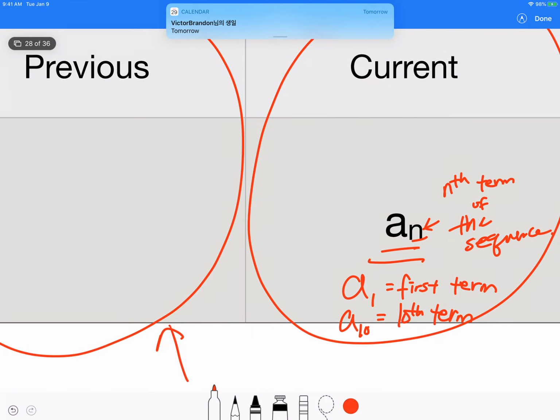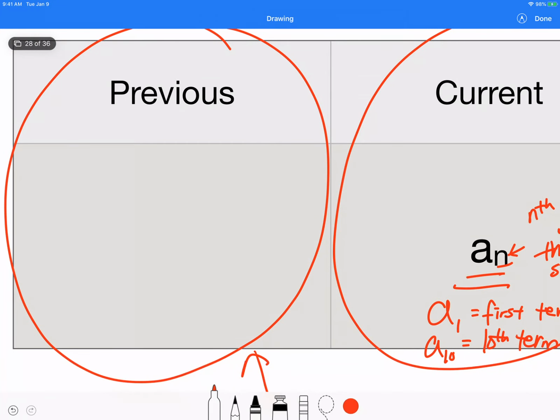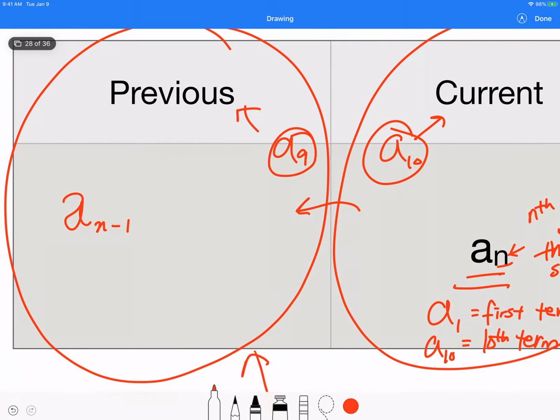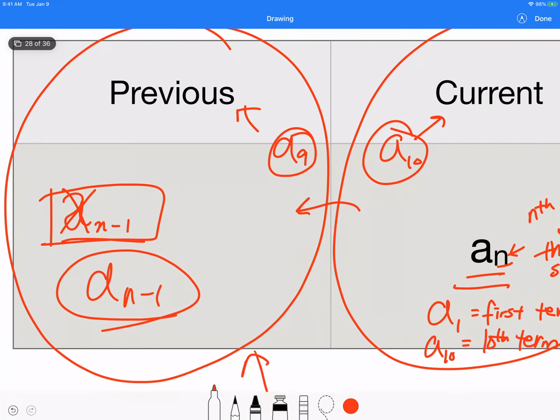Now, if we take that part of the expression and apply it here, when we're talking about the previous term, the way that we notate it is the a is going to be n, and you're always going to subtract 1 from it. So if a sub 10 is the current term, the previous term should be a sub 9, right? So the way to indicate that is a sub n minus 1. The a looks pretty weird, so just write that it's a sub n minus 1 for the previous term.